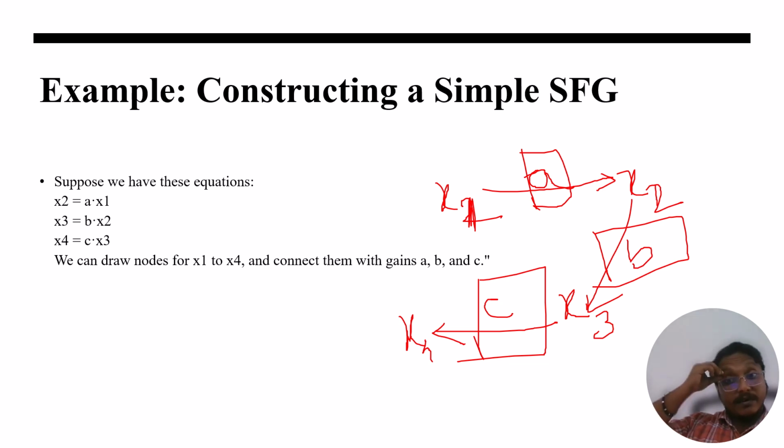In the next video, we will see examples of signal flow graphs and also Mason's gain formula, how we implement it, and how the numbers of nodes and branches are very important in reducing it. Okay. Thank you.